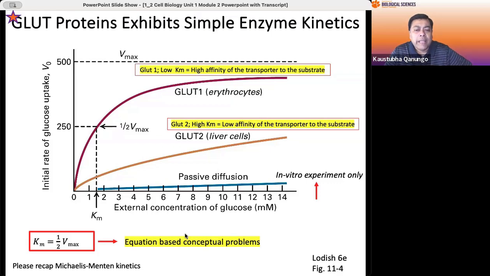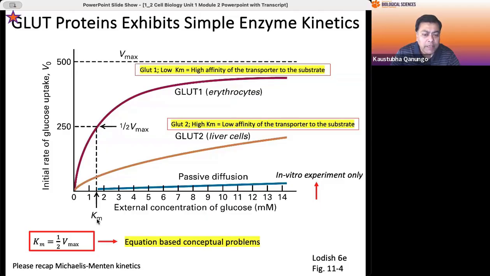And now you can actually calculate the Michaelis-Menten constant for each one of them. And what is the formula? You need to remember this formula for sure, 100%. Km is the substrate concentration at half the maximum velocity, half the Vmax. So if we look at the maximum velocity, suppose Vmax is 500 right here for both of them. For all glucose transporters, this is the same thing. So this is half the Vmax.